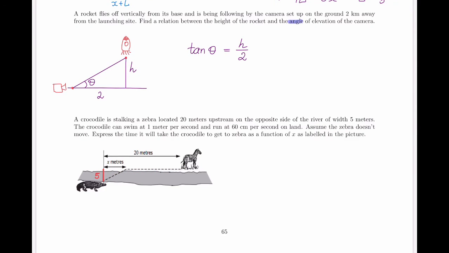Now here I am given the velocity or speed of the crocodile. I am also given the distances that he has to swim or run, or I can figure those out. And I am asked to express the time that it will take the crocodile to get to the zebra, which means that I have to come up with a relationship that ties together time, distance, and speed.